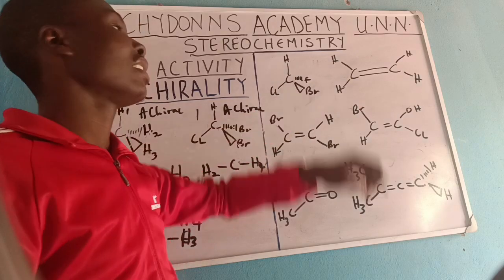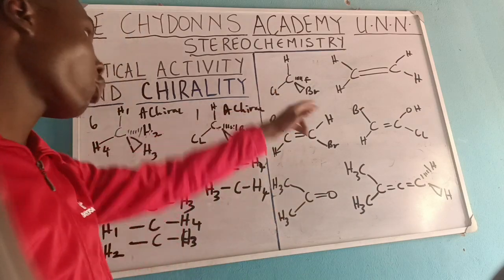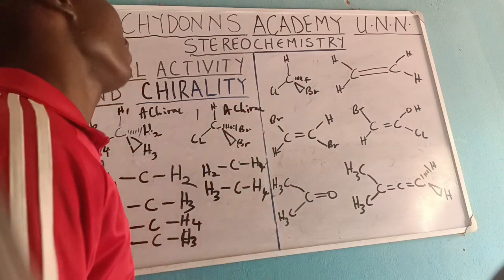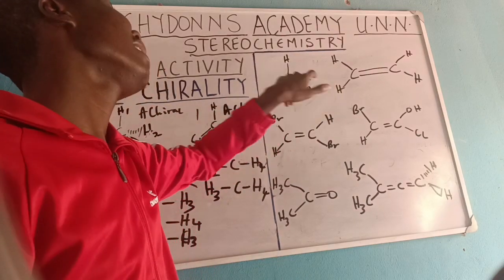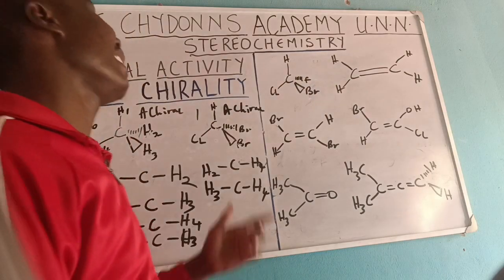So let us look at this second compound, so you understand the third compound, so you understand what we're talking about very appropriately. Now this is carbon attached to hydrogen, fluorine, bromine, and chlorine. So let us see if we are going to find any plane of symmetry.